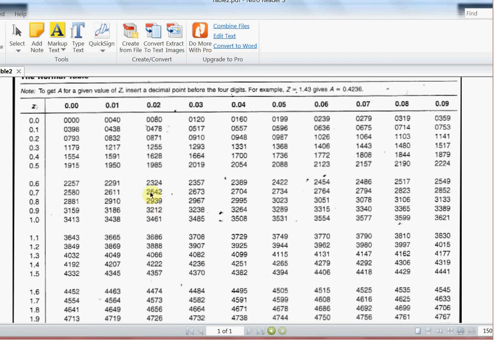Find the percentage closest to 21%, which could be 20.88 or 21.23. Let's use this value here. If you use this percentage, the z-score would be 0.55. If you use this one, obviously the z-score will be 0.56. So you can use either one. You can decide to use 0.55, and come back to the question.